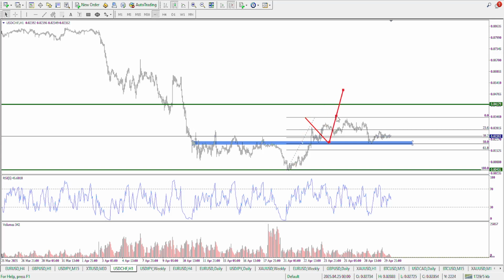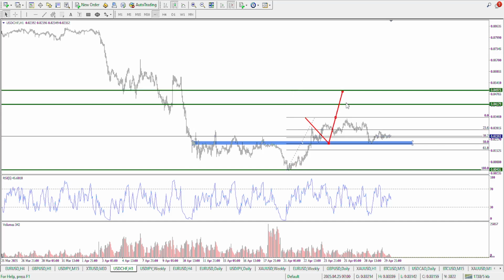Let me do the calculation, and it even further tells us that it is going to break out even this level, 0.84975. So my friends, this is my strategy, a very simple and easy one, and those who understand it, I believe and I'm so sure, will be making lots and lots of profits.